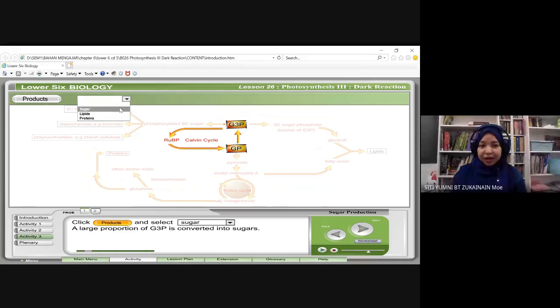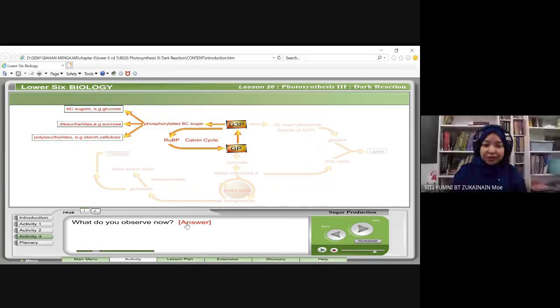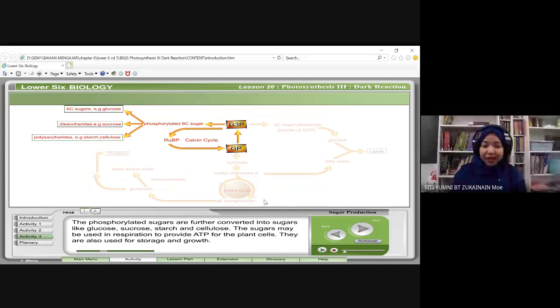Okay, let's see how sugar was formed. A large proportion of G3P is converted into sugars. It is phosphorylated into six-carbon sugars, glucose, disaccharides, for example sucrose, and polysaccharides, for example starch and cellulose. So if you can observe here, G3P is converted into 6-carbon phosphorylated sugars. The phosphorylated sugars are further converted into sugars like I mentioned: sucrose, starch, and cellulose.